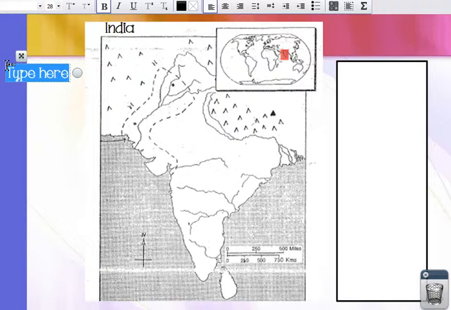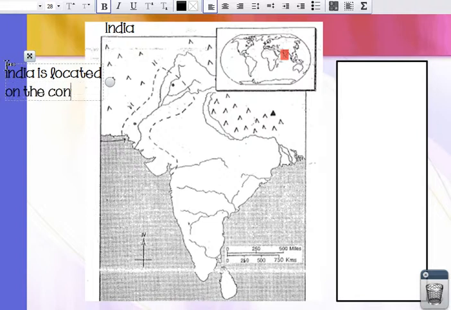The first note we're going to take is that India is located on the continent, and I hope you know this, of, do you know? Asia.